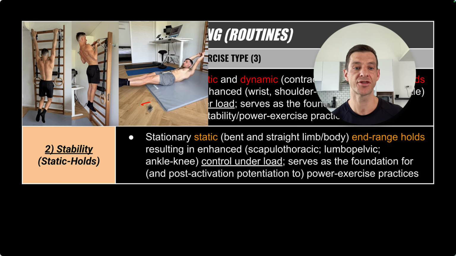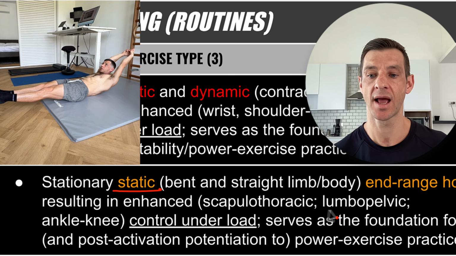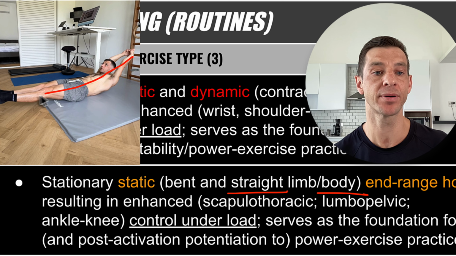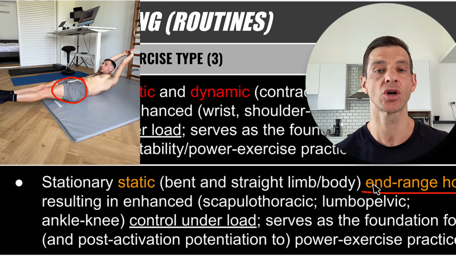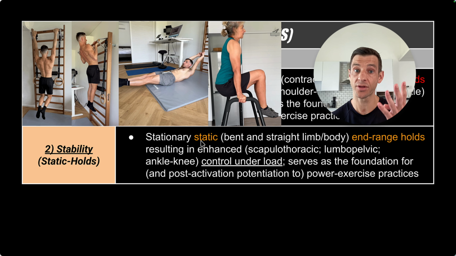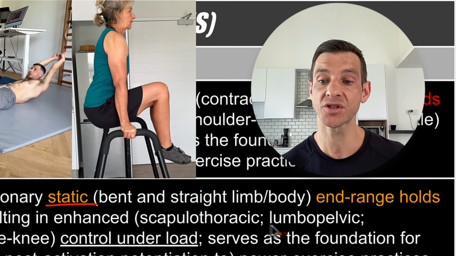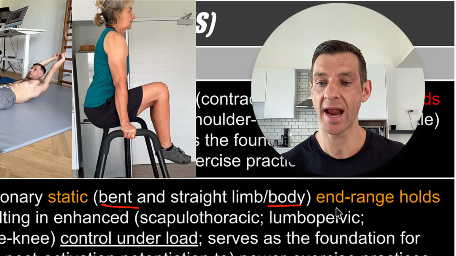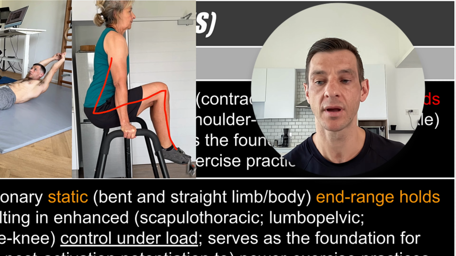Next, in our third stability hold, we have a static, lumbopelvic or core, straight body or open hip, posterior pelvic tilt, end range hold. Next, for our fourth stability hold, we have a static, also lumbopelvic or core, bent body end range hold, or what I call a closed hip end range hold.